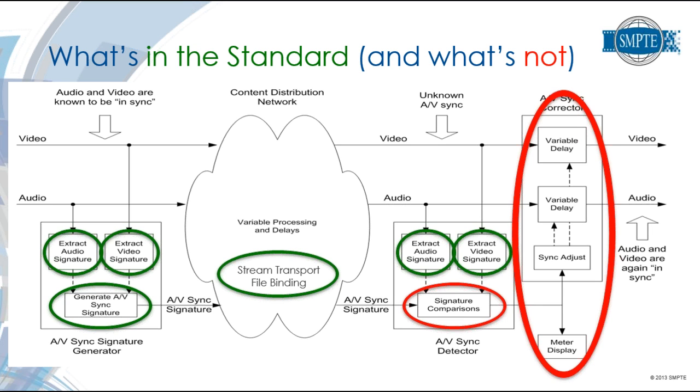What we're doing in the standard is shown on this slide because I know I'll be asked, and the reasons we're not doing what's in the red I'll explain in a second. We are doing what's in green. The standard covers extracting the audio and video signatures and bundling them into a payload. We're also standardizing how to transport them and bind them to files. The two things we're not covering in the standard are the comparisons of the signatures, the correlation and comparison part, and anything to do with the measurement and the auto-correction part.